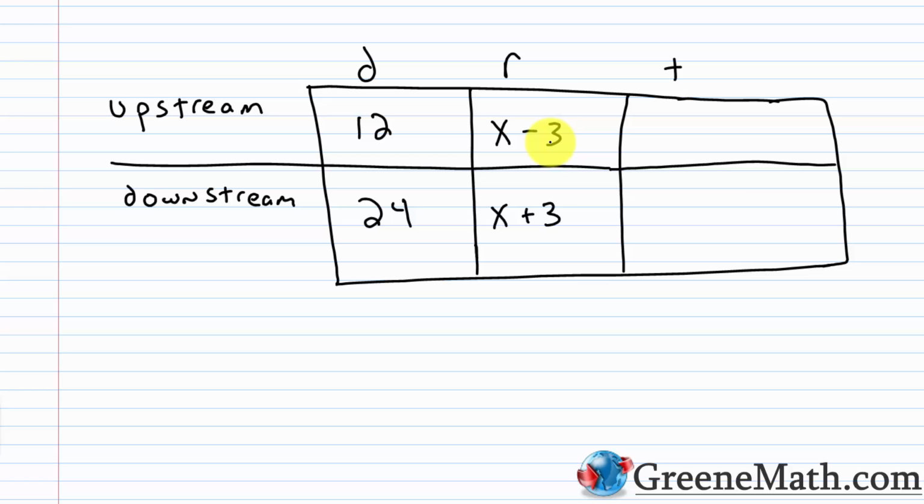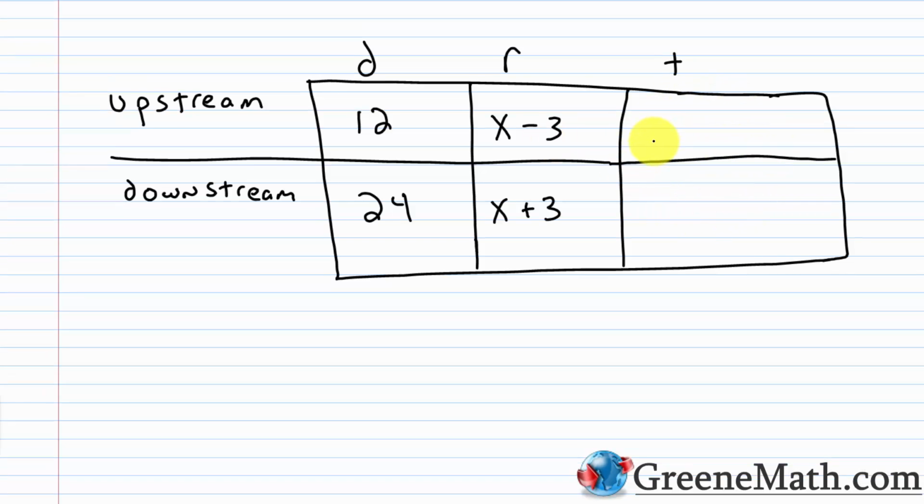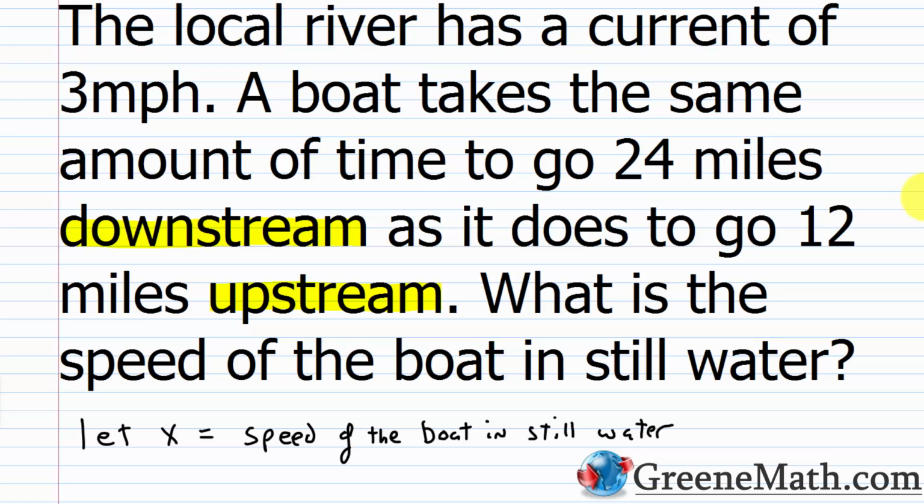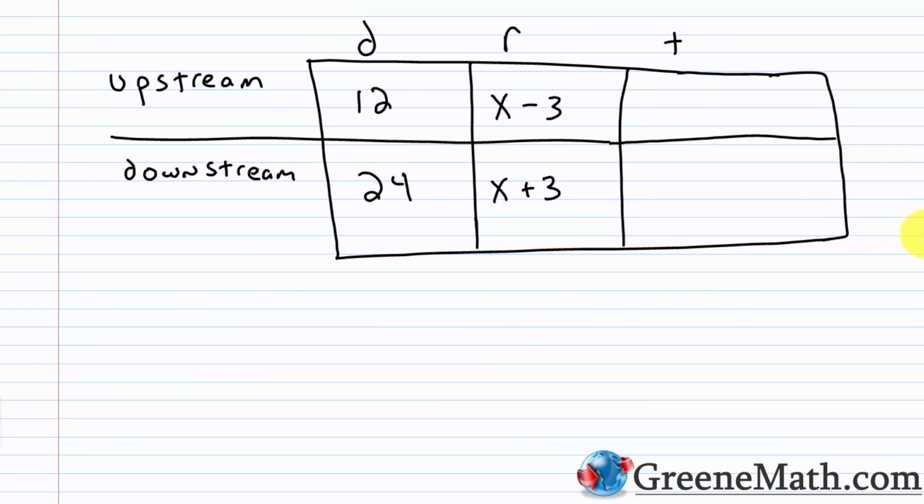Now, how do I go about getting a time? Well, reading back through the problem, the only thing it really says about the time is that it takes the same amount of time to go 24 miles downstream as it does to go 12 miles upstream. So what I can do here, as we talked about a little while ago, is I can get a time for each one, and then I can set those times equal to each other. So let's take that one step at a time.